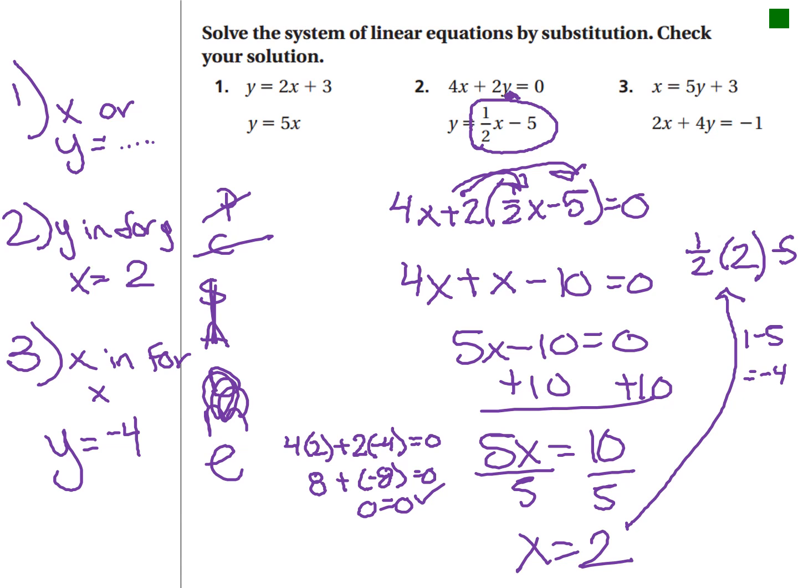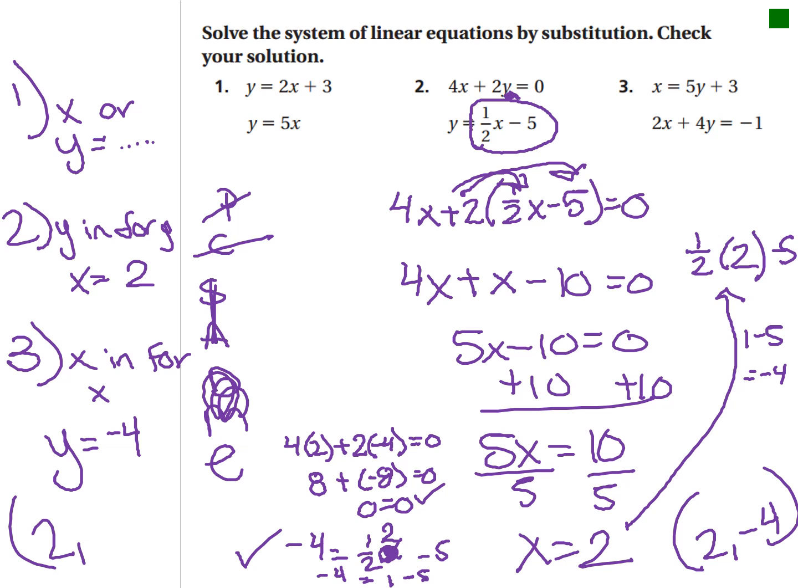All right, next one. Y, -4, equals 1/2 x minus 5, oh sorry, x that needs to be filled in. 1/2 times 2 minus 5. 1/2 times 2 is 1 minus 5 is -4. Did that work out? Yep. Our solution for the problem is 2, -4. Again, 2, -4. All right, go ahead and try the third problem on your own.